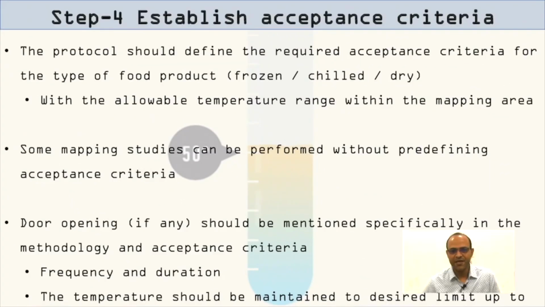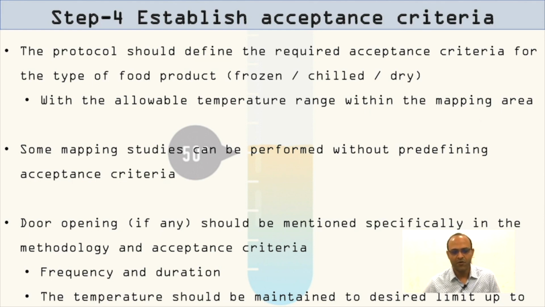Now, establish the acceptance criteria. The protocol should define the required acceptance criteria for the food product, whether it is frozen, chilled or dry, with all the acceptable ranges within the mapping area. Some mapping studies can be performed without predefining the acceptance criteria because the temperature range is wide, so you can have some acceptance criteria or you may not. But it is very good practice to define the allowable temperature ranges.